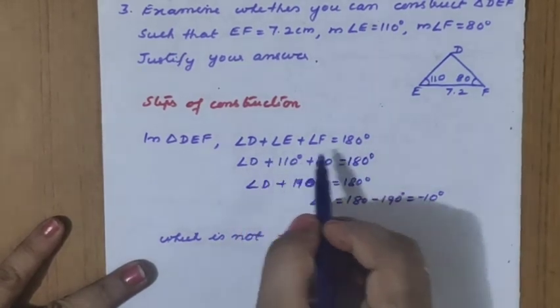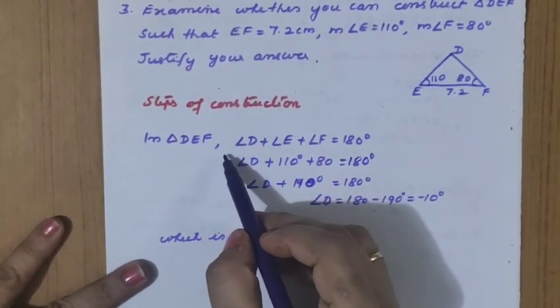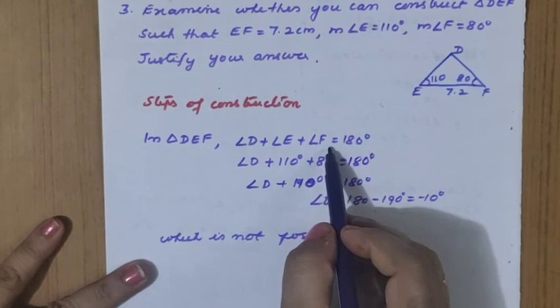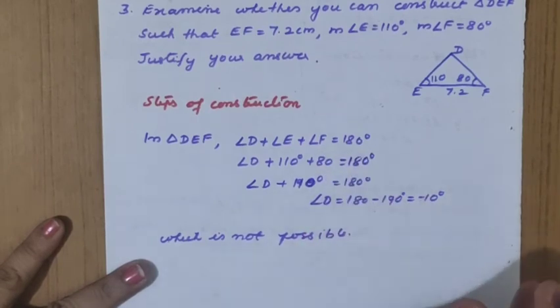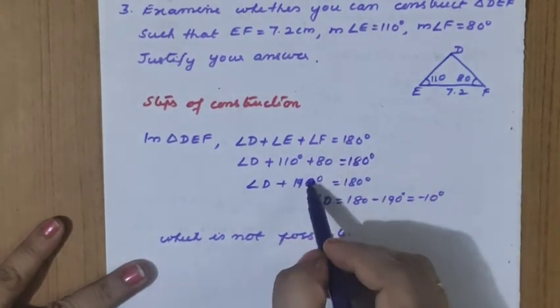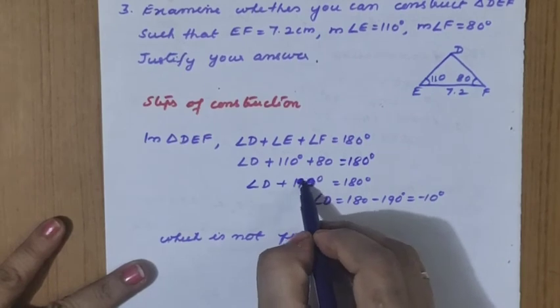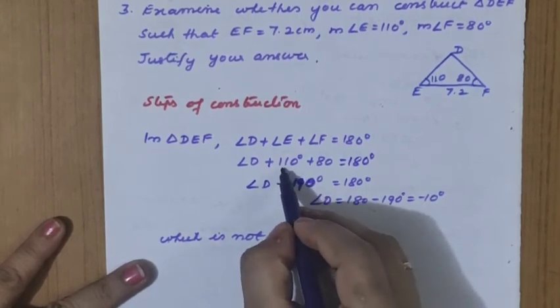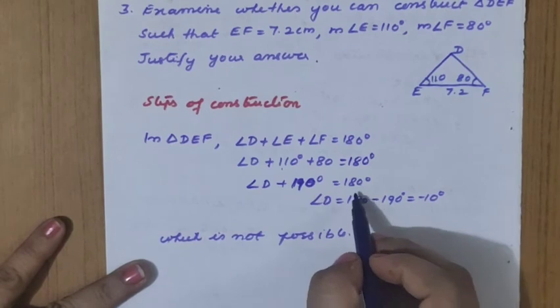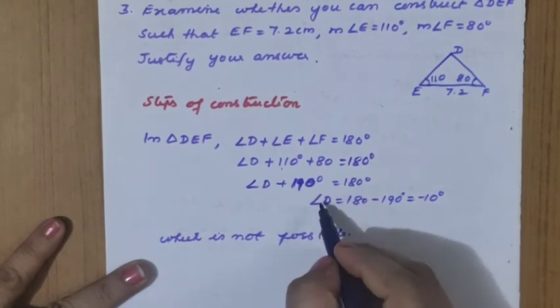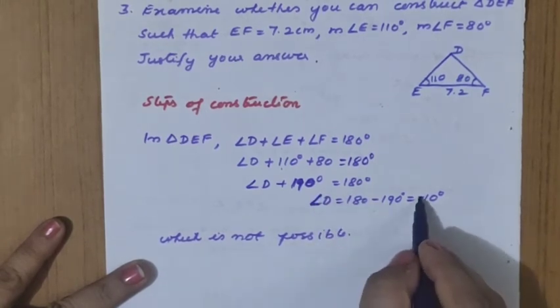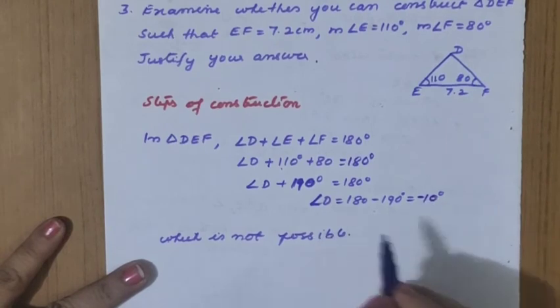So let us see this by rule. In triangle DEF, angle D plus angle E plus angle F must be equal to 180 degrees. So when we are substituting the values, this is equal to 190 degrees, because 110 plus 80 is 190. So 190 degrees we are getting. So angle D, if we want to calculate, we are getting a negative value, which is not possible.